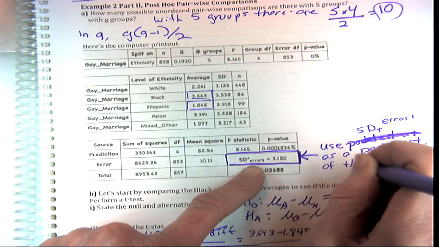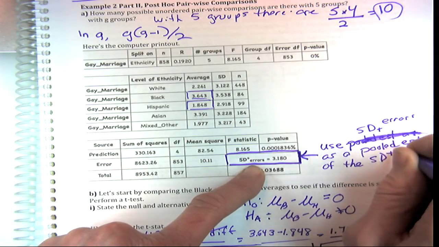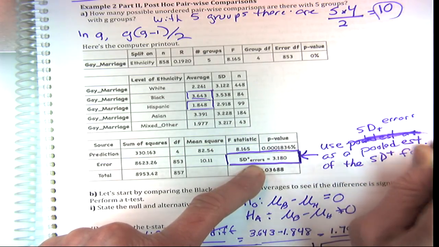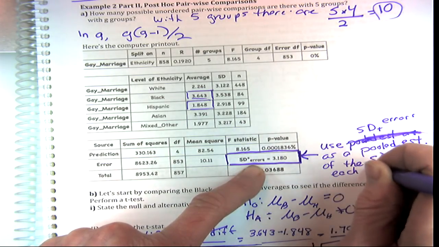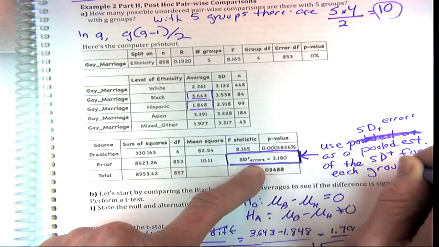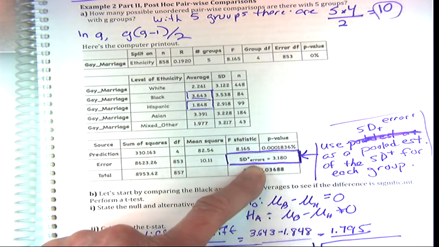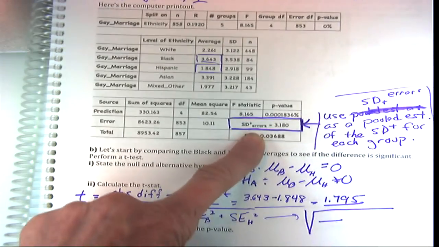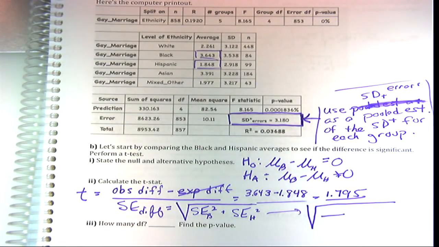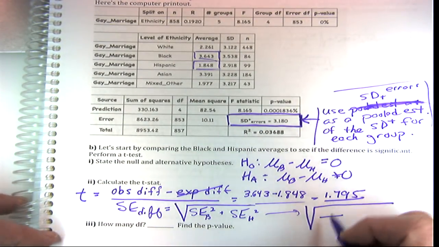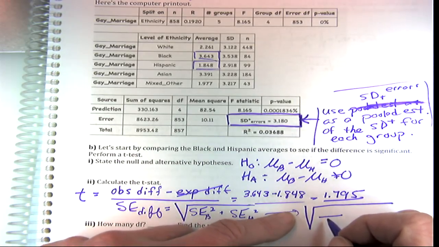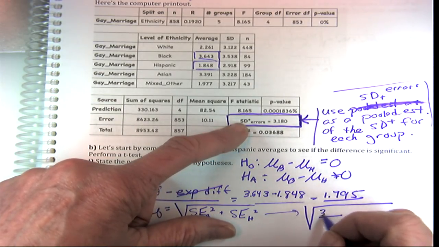Of the SD, because we're doing a t-test for each group. And this makes it a lot easier for us. Remember that. Standard error for the average is SD over square root of n. So we're just going to use that. That makes it a lot easier.